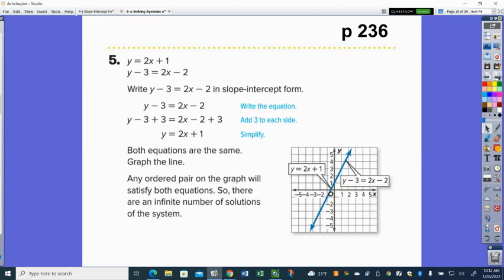So just notice on page 236, number 5, they've done one like that. See, the y isn't by itself. This one's great, ready to go. But here I have to add 3 to both sides before I can graph it. And if you notice, when they add the 3, they've got the identical line, y equals 2x plus 1 and y equals 2x plus 1. It's the same line. So this is an example of infinitely many. Every point on one line is on the other line. They just kind of hid the fact that it's the same line.